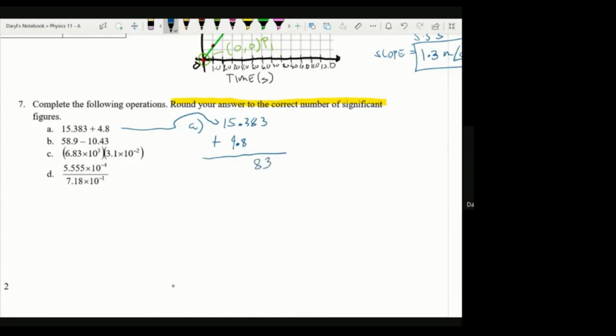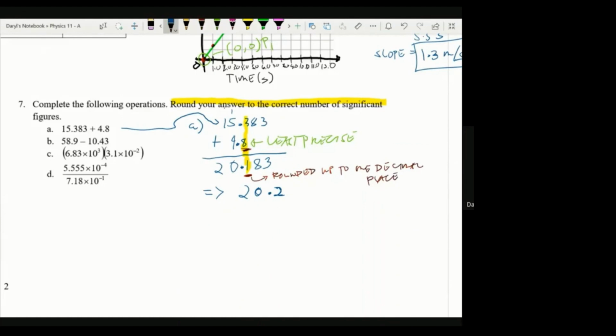This is 3, 8, 11, carry 1, that's 6, 10. Then the decimal point is just the same. That would be 20.183. However, the least precise is only up to here. So this is the least precise. For the least precise one, the final answer should be 20.2. In this case, it doesn't have any unit. So the final answer is 20.2. You're going to round off up to 1 decimal place, because the least precise one is 1 decimal place.